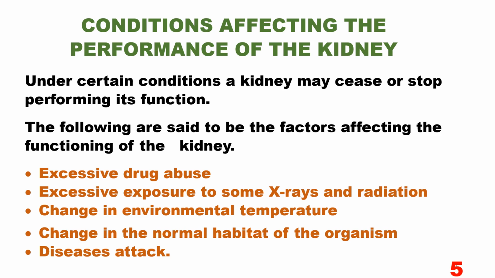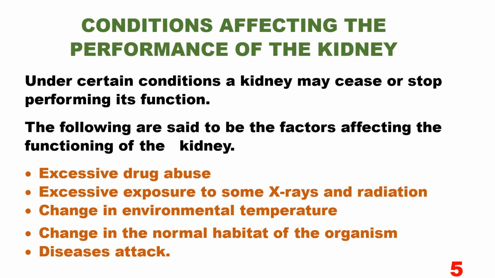Change in the environmental temperature. If you look at it critically, you will realize that during the hot season, an individual drinks more water but passes less urine. But during the cool season or harmattan season, an individual takes little water and passes a large volume of urine. So change in temperature affects the performance of the kidney. The reason or the rationale behind this phenomenon: during hot season we drink more water, but we pass little urine.